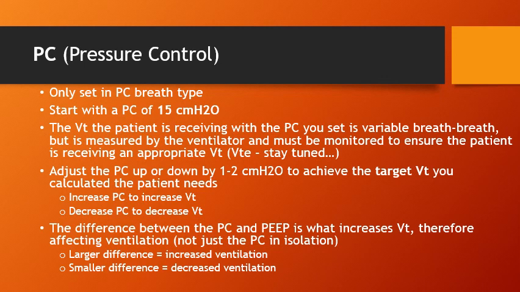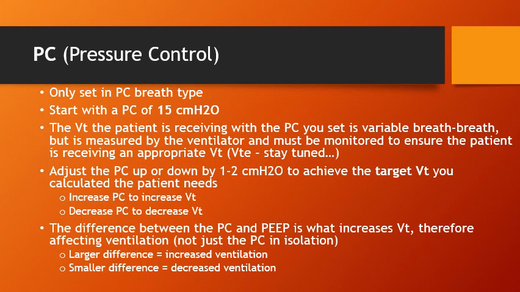So just as an example here, we'll say that we set our patient on 15 centimeters of water for their pressure control and 5 centimeters of water for their PEEP. So the difference between those two numbers is 10. Okay, so that 10 centimeters of water is going to create a certain tidal volume. Now it's going to vary, obviously, patient to patient, breath to breath, depending on alveolar compliance and airway resistance and things like that.